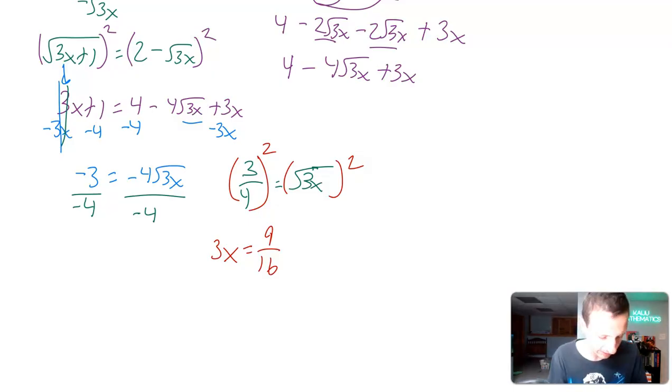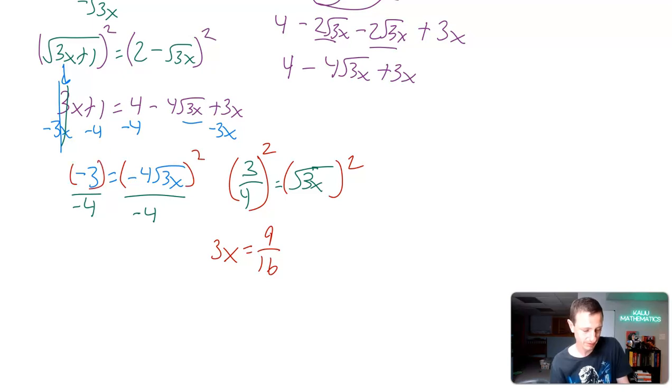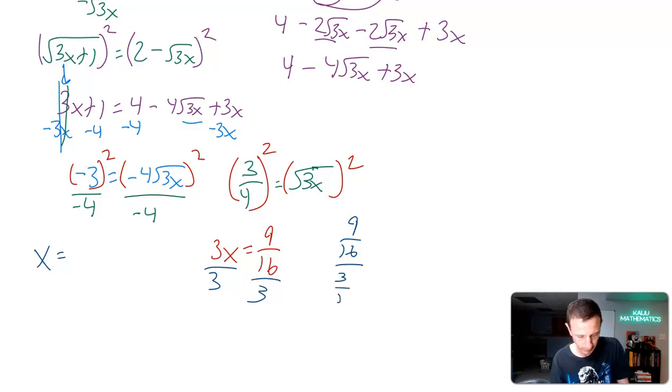Now that I'm thinking about it, you probably could have just squared this side right here. That actually maybe would have made it a little bit easier rather than dealing with fractions, but it's not like we can't deal with fractions. But maybe I should have just squared that side. So we have x equals 9 over 16 divided by 3 over 1 is times 1 over 3. So that's going to be 3 over 16.